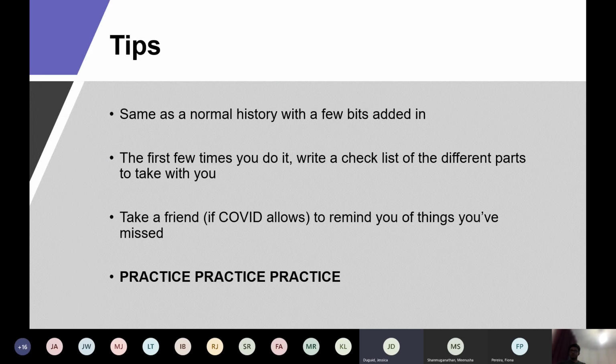Okay, so that is basically the extra bits that you need to do for an obstetric history. And then once you've done that, you just go back through and ask about the drug history, the other past medical history, family history, all that kind of thing.